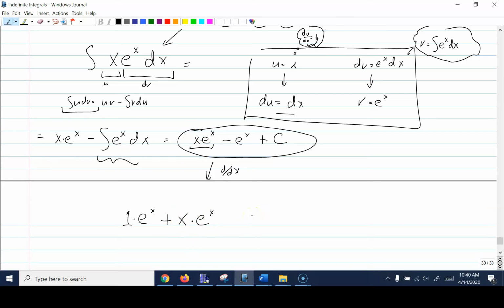Before I keep going, stop a second and say, what did I want? I wanted to end up with x e to the x. I did wind up with x e to the x. Hooray! Part of this is the answer. But I got this extra other garbage. I wish that wasn't there.